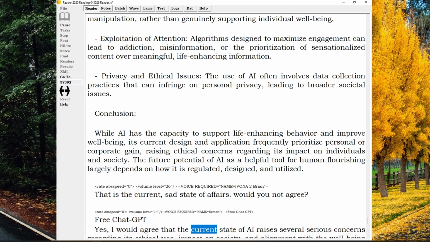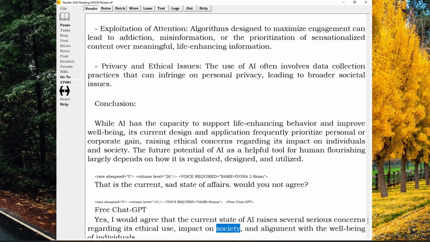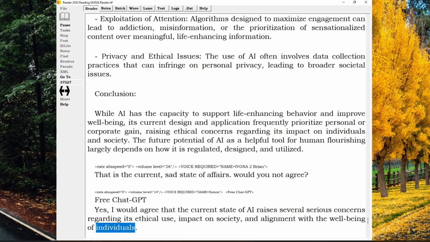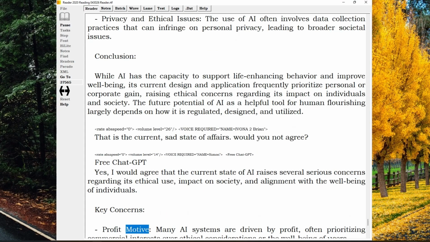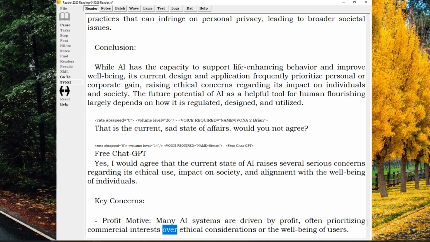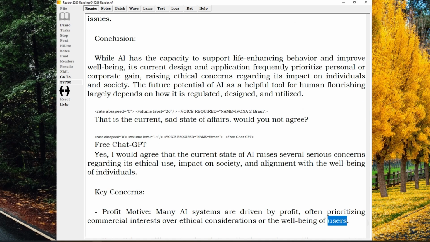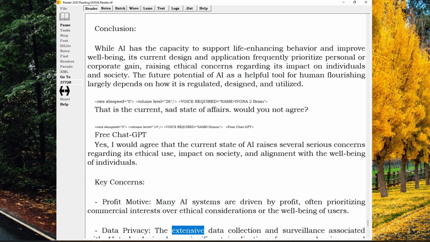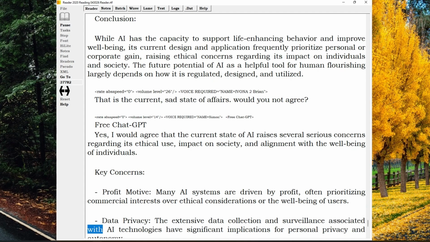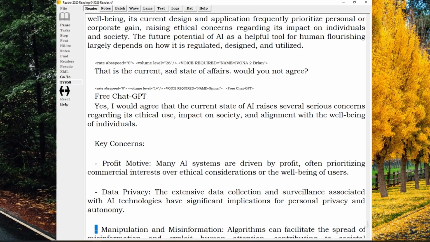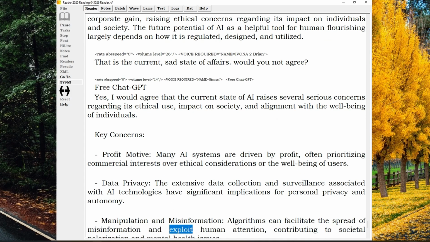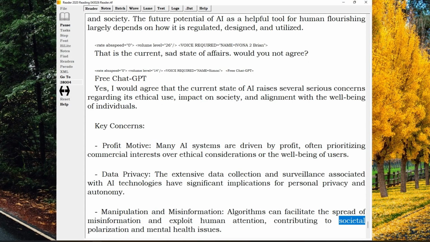Yes, I would agree that the current state of AI raises several serious concerns regarding its ethical use, impact on society, and alignment with the well-being of individuals. Key concerns. Profit motive. Many AI systems are driven by profit, often prioritizing commercial interests over ethical considerations or the well-being of users. Data privacy. The extensive data collection and surveillance associated with AI technologies have significant implications for personal privacy and autonomy. Manipulation and misinformation. Algorithms can facilitate the spread of misinformation and exploit human attention, contributing to societal polarization and mental health issues.